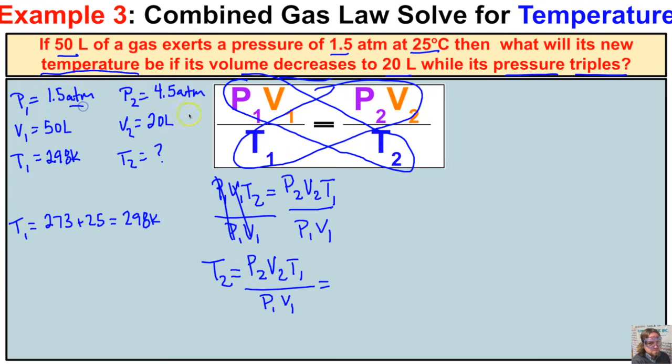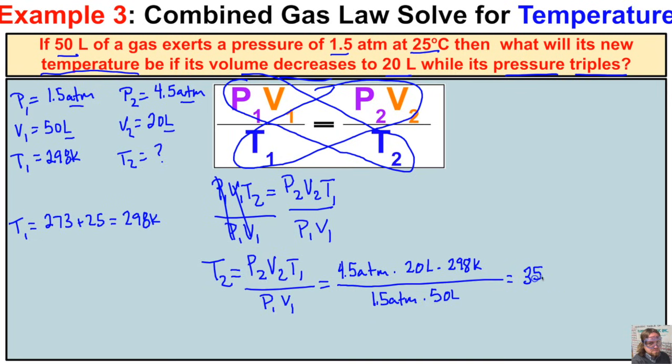The pressure units are the same, they're in atmospheres. The volumes are both the same, they're in liters. And we have our temperature in Kelvin, so let's plug these in. P2 is going to be 4.5 atmospheres times V2, which is 20 liters, times T1, which is 298K. And we're going to end up dividing this by P1, which is 1.5 atmospheres, times V1, which is going to be 50 liters. And so when we put this all into our calculator, we're going to end up with 358K.